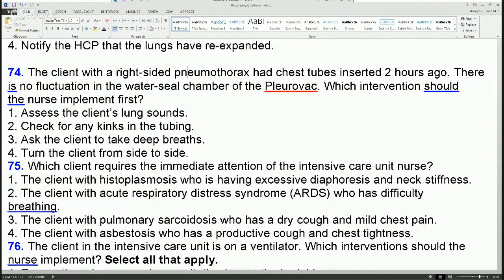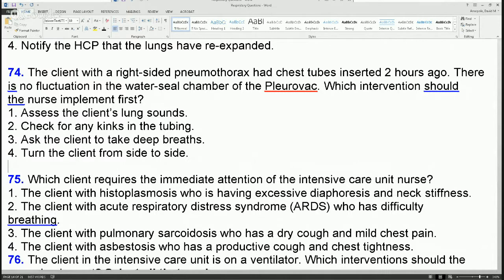All right. Jeff, that was close. Client with a right-sided pneumothorax had chest tubes inserted 2 hours ago. There's no fluctuation in the water seal chamber of the Pleur-evac. What should you implement first? Same question, but the answer is different. Check for any kinks in the tubing.